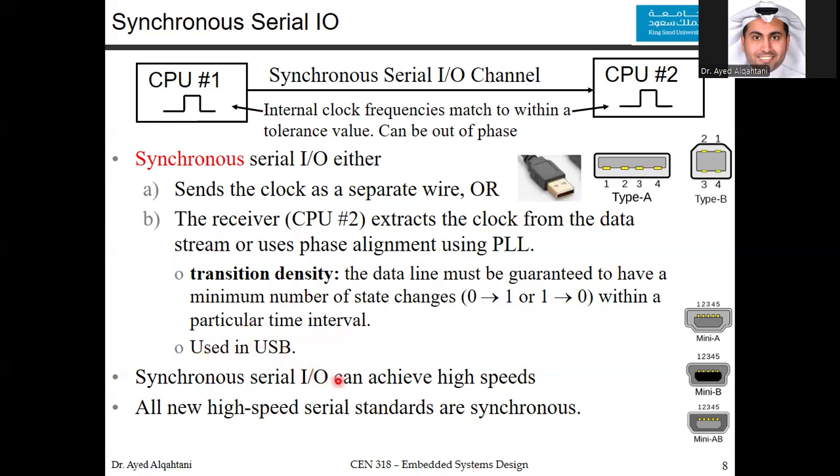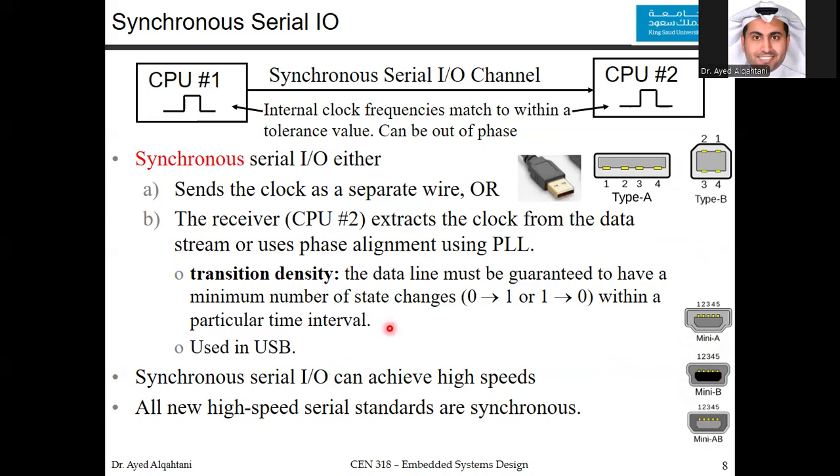The synchronous serial I/O can achieve high speeds, and this is why you can see them and you work with them. And you can see many types of them. The USB, the one that you know, is called type A. We also have type B. You might have seen this in printers or USB hubs and things like this. There are many others like the mini A, mini B, mini AB, and many other types like type C and so on. That's for the synchronous serial I/O, and the bottom line here is you need a clock.